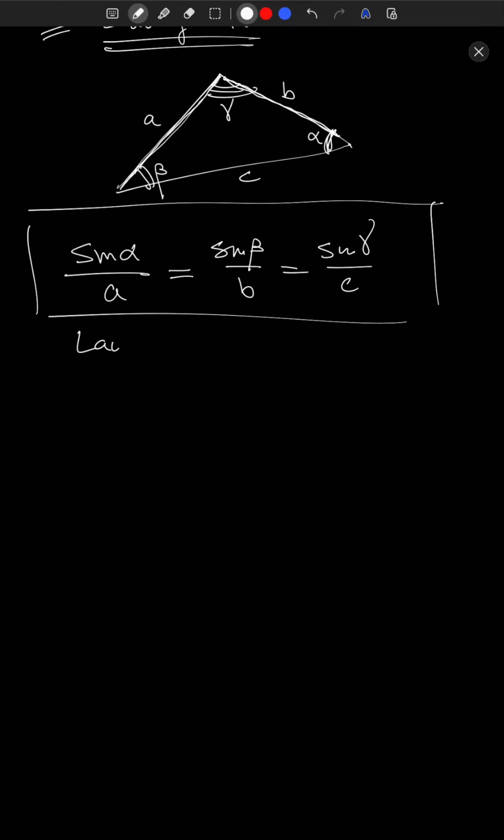All right, or also called sometimes just a sine law or sine laws. Why plural? Well, because there's actually this one expression here contains two actual equalities, right?